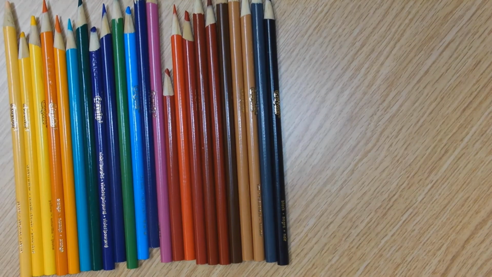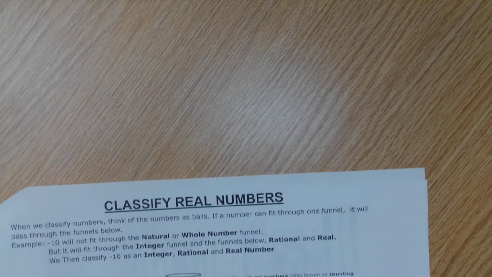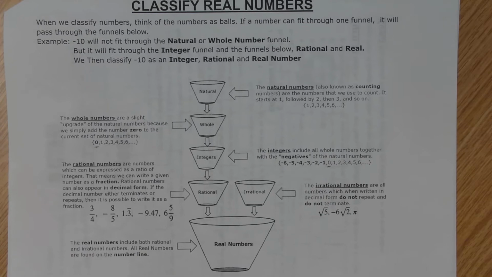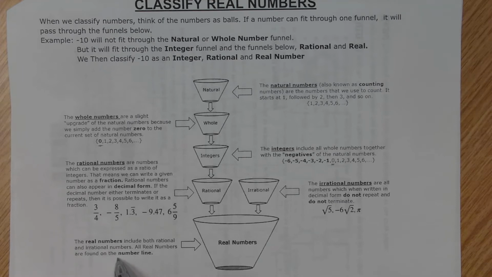But what we're going to do is group our numbers together, and we've got a different method that we use. So instead of using colored pencils right now, we're going to be using something called real numbers. Real numbers are basically numbers found on the number line. So if you look on this paper down here, the real numbers include both rational and irrational numbers. All real numbers are found on the number line. So that's very important. Any of the numbers here we can find on the number line.